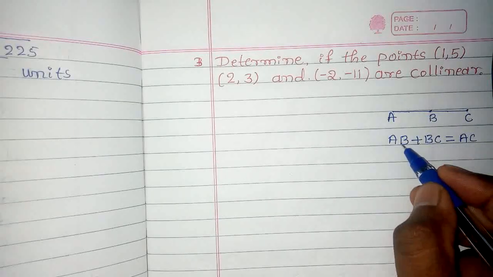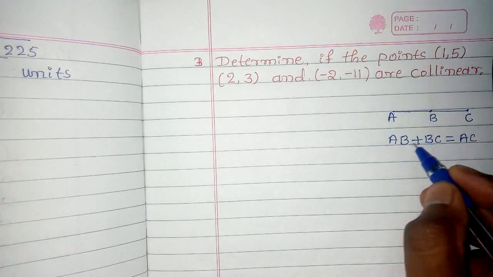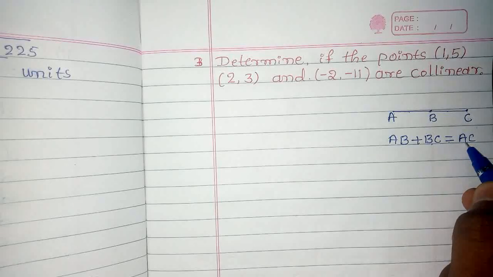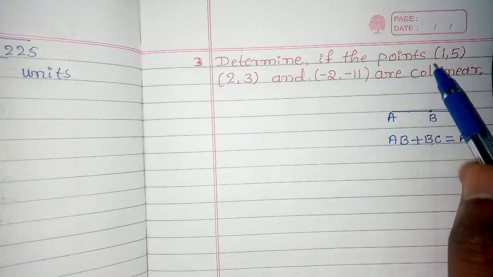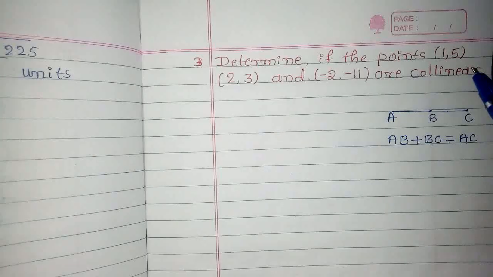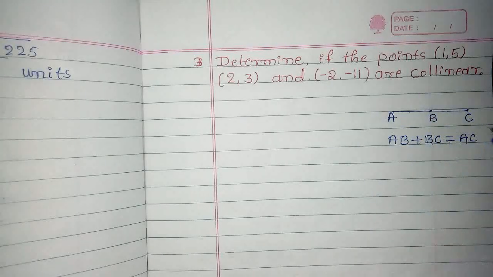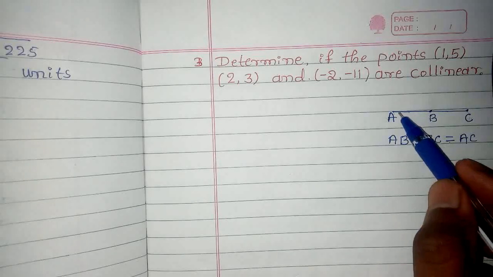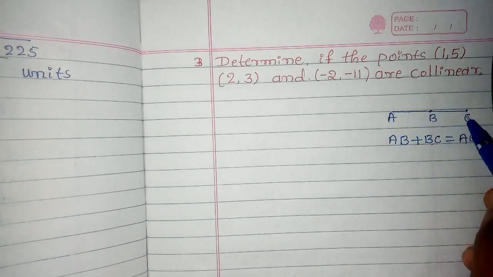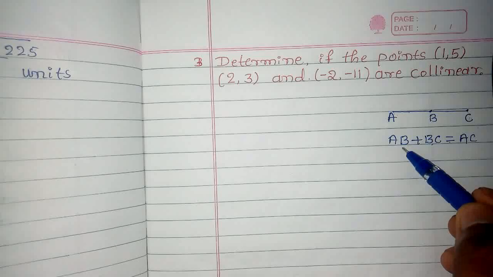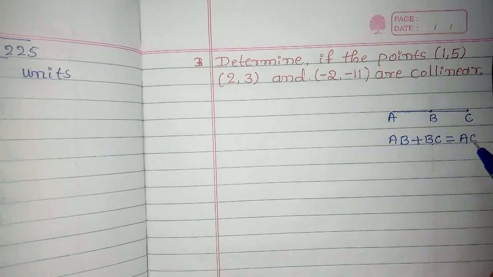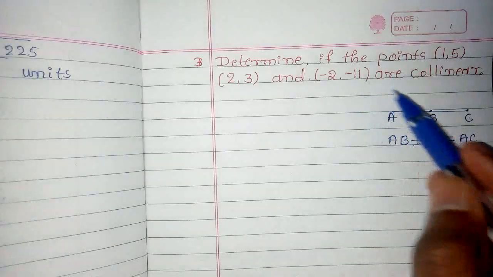If AB plus BC, the sum of these two sides, is equal to the whole side AC, then we can say that the given points are collinear. First we have to find the distance of AB, then the distance of BC, and lastly the distance of the whole side AC. Then we compare whether AB plus BC is equal to AC. If LHS is equal to RHS, then the given points are collinear.